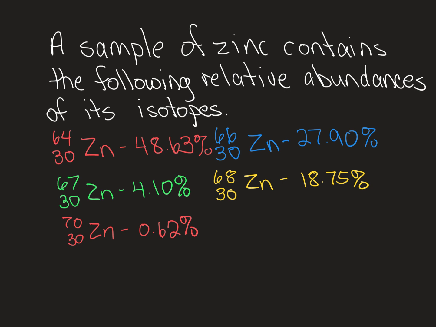AMU. And when you look at your answer, you want to see, does this make sense? So I got 65.47, which, look at all of our isotopes. We had 64, 67, 70, 68, and 66. The most abundant one was zinc 64 at 48.63%. And then the next abundant one was the 66 at 27.9%. So to come up with an average of 65.47 makes sense because it falls between those two numbers.